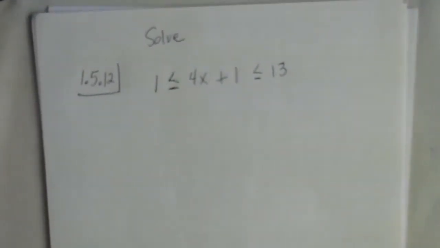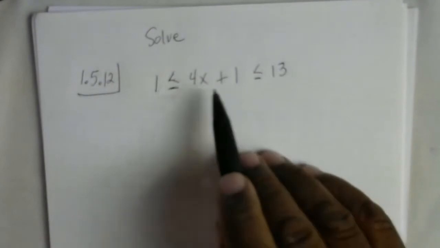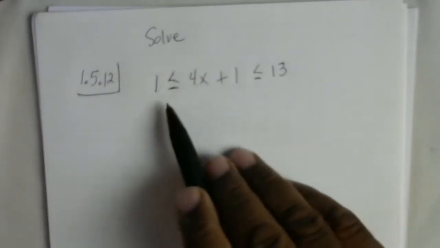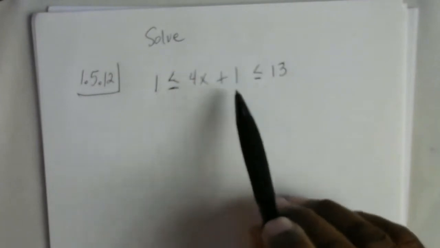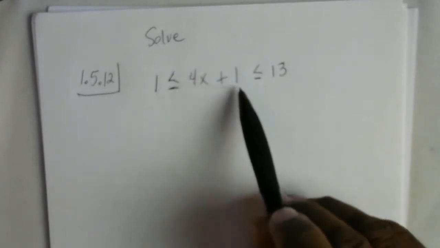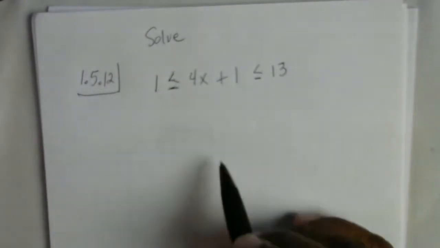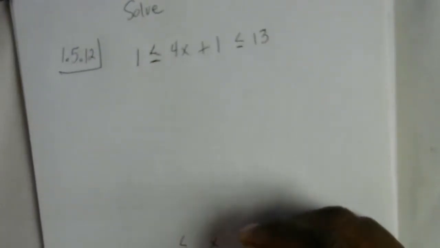All right, so this is called a compound inequality. And in a compound inequality, we have 2 inequalities. Our goal is to isolate x in the middle. So once we're finished, we only want x in the middle.